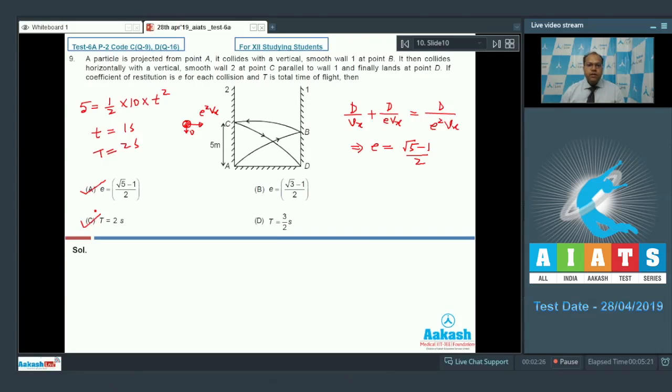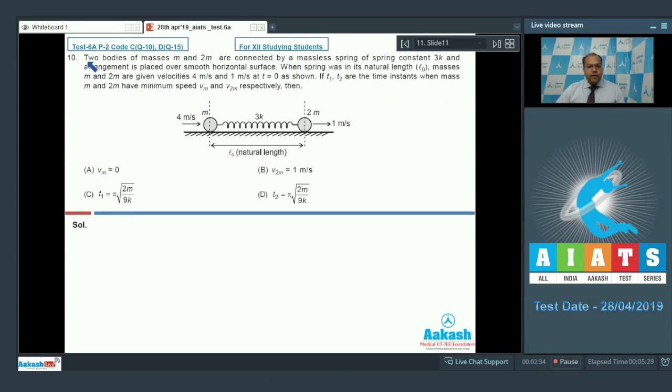Let's move to question number 10. In question number 10, two bodies of masses m and 2m are connected by a massless spring of spring constant 3k, and the arrangement is placed over a smooth horizontal surface. When the spring was in its natural length L0, masses m and 2m are given velocities 4 meter per second and 1 meter per second at t equal to 0 as shown. If t1, t2 are the time instants when mass m and 2m have minimum speed Vm and V2m respectively, then we have to find out the validity of the given options.